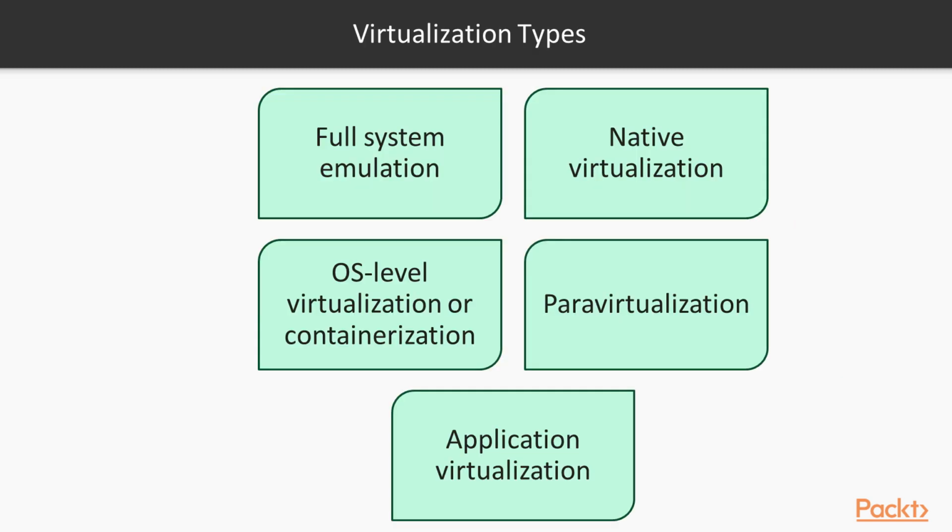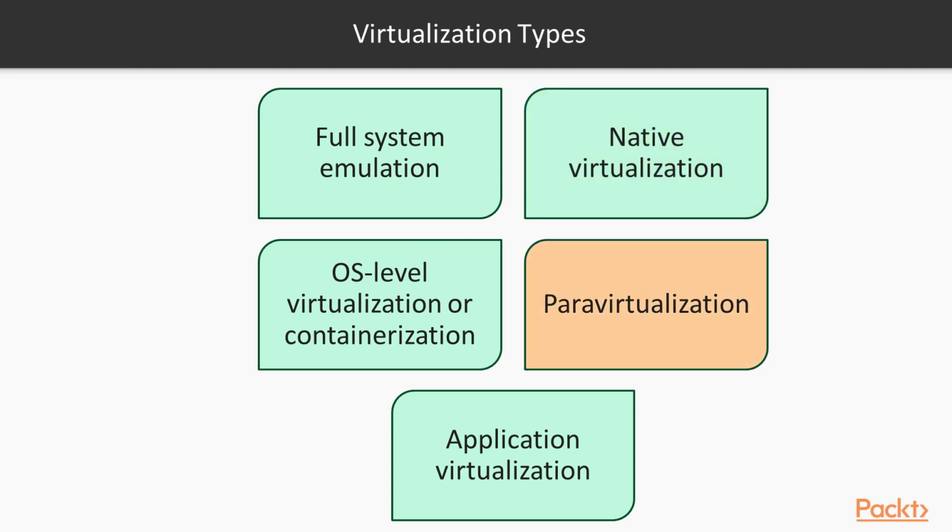There are a number of virtualization types around. The first one being full system emulation, where hardware is completely emulated through software. Native virtualization, where main parts of the hardware are shared across instances, and guests can run unmodified on them.